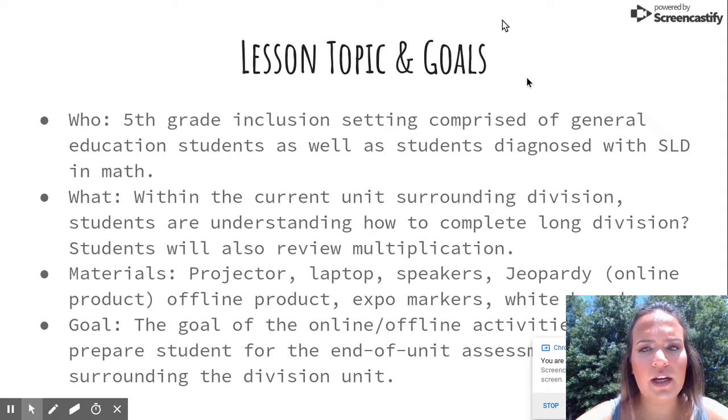What we are working on is the division unit and understanding how to complete those long divisions, but I also incorporated some review for multiplication. Materials needed are a Promethean board or projector, a laptop, speakers, my online product, which was Jeopardy, an offline product, and Expo markers with whiteboards. And the goal of both of these activities is to prepare students for an end of the unit assessment.